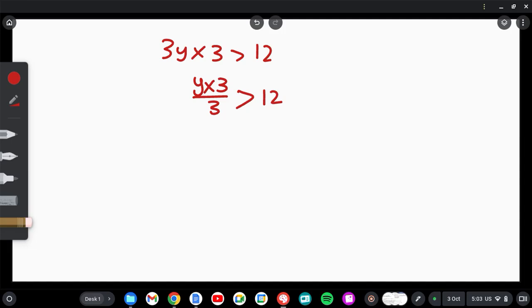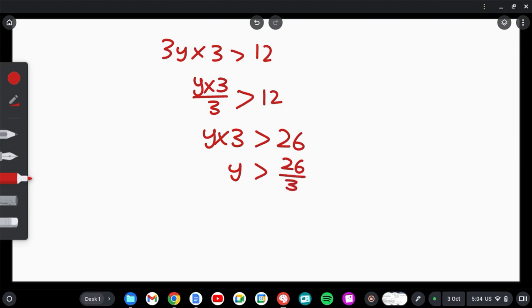So it'll be y, 12 times 3 is 26. Like that. So let's say it's 26 over 3, you just leave it like that. That's it. But let's say if I change the question, if it become minus, what will happen? Minus 26 divided by 3. You need to change the sign. You need to reverse the sign, because when you reverse the sign, it will make it easier for you to do the question.